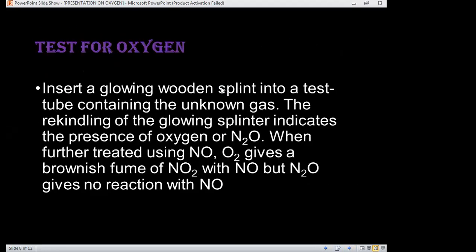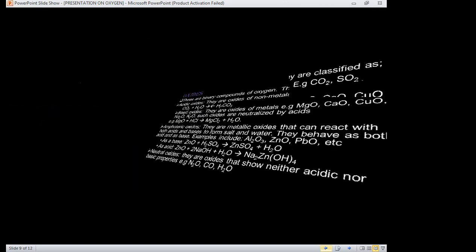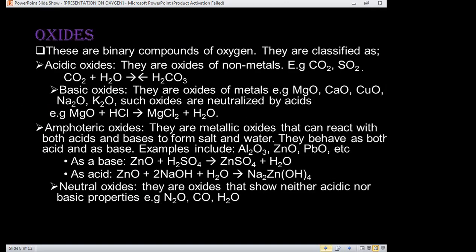Now, one other thing we want to consider is oxide. What is an oxide? From what I've told you before, an oxide is a binary compound. That is a compound that has only two elements, and one of the two elements is actually oxygen atom. And we have four main classes of oxides. We have acidic oxides, which are actually oxides of non-metals. That is, when oxygen reacts with a non-metal, it forms acidic oxide. They are called acidic oxide because they dissolve in water to form acid. An example is the reaction between carbon 4 oxide and water to form trioxocarbonate 4 acid.